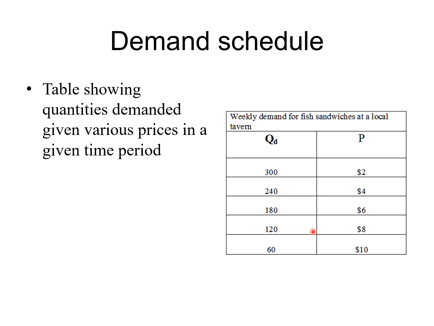All right, but at any rate, this is the schedule that comes out of that, and you can see it models it. For a lower price, the price of $2, they'll demand 300 fish sandwiches in a week. For the price of $10, they'll demand 60. Okay, so as price goes up, quantity demanded goes down. As price goes down, quantity demanded goes up.